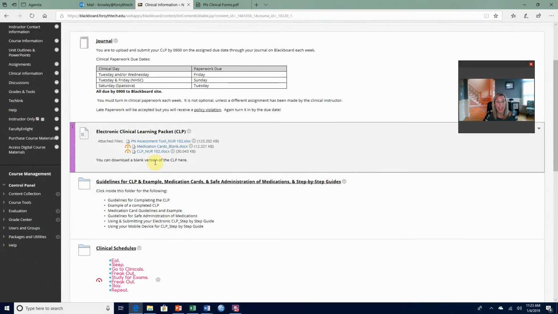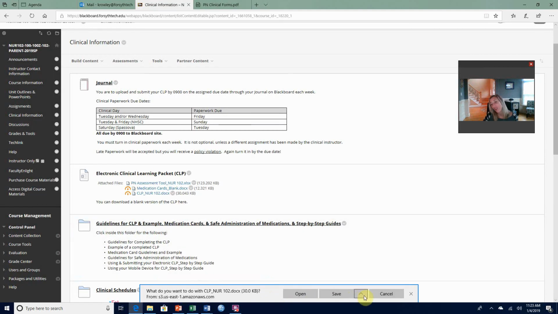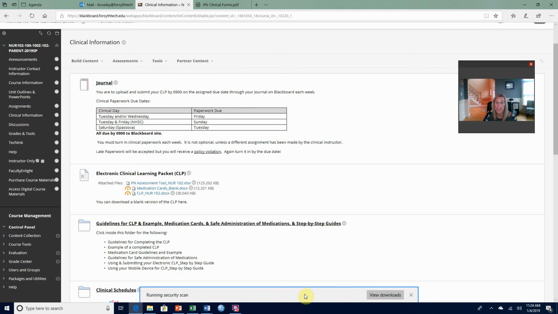Okay, so now that you can see that they know everything, here's the actual clinical learning packet. They should know this because they've been doing it last semester. But when they start to open this, it's very important for them to download it and save it to their device or computer, because if they just open it up and start typing in it and then just save it, it's gone. That's a whole lot of work for nothing. So they really need to do save as, name it, save it to their computer or device, and then they can start working in it. Right now I'm just going to open it, and of course they can open it and then save as too.